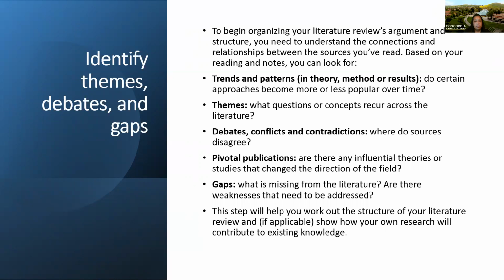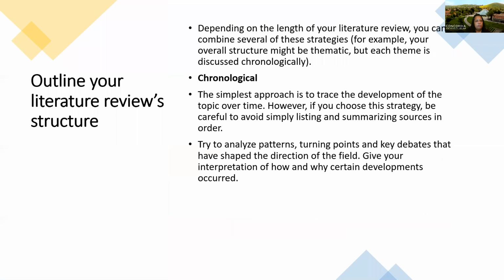Pivotal publications: there are influential theories or studies that changed the direction of the field. Gaps: what's missing? Are there any weaknesses that need to be addressed? And this will help you work out the structure of your literature review and show how your own research will contribute to it. So there are ways to outline your literature review. We're only doing 4 to 6 pages. Normally literature reviews are 25 to 30 pages. But creating themes helps you to organize the literature.